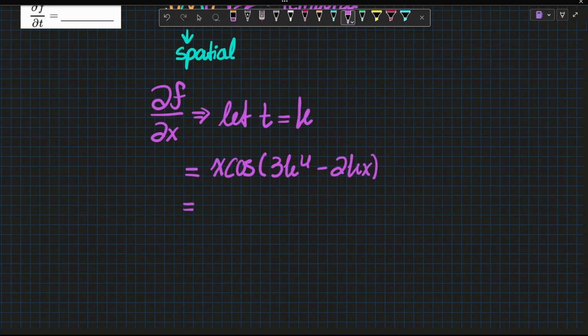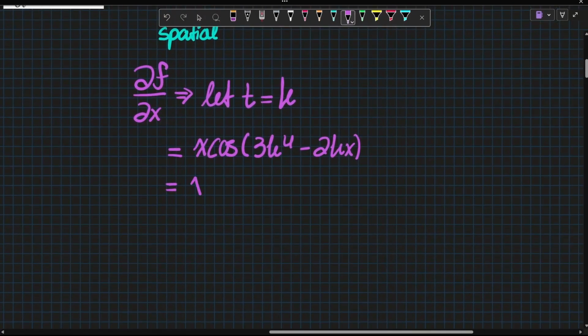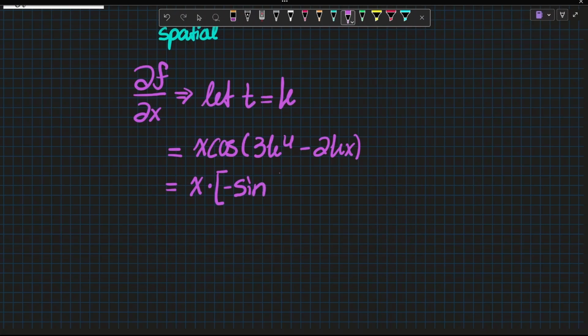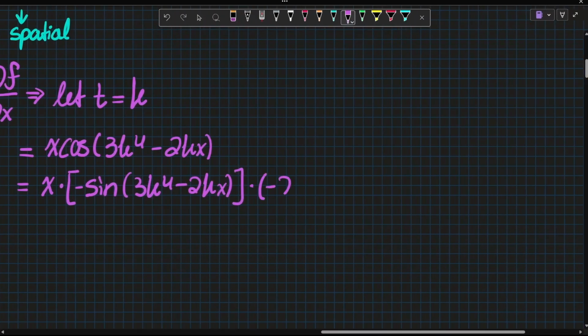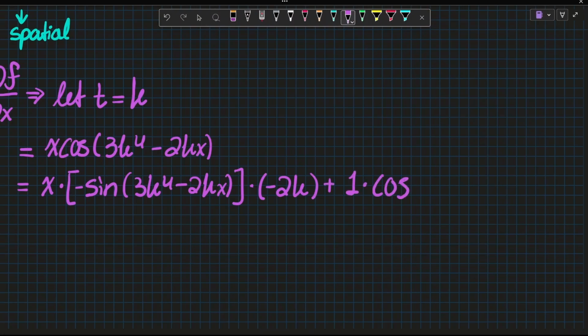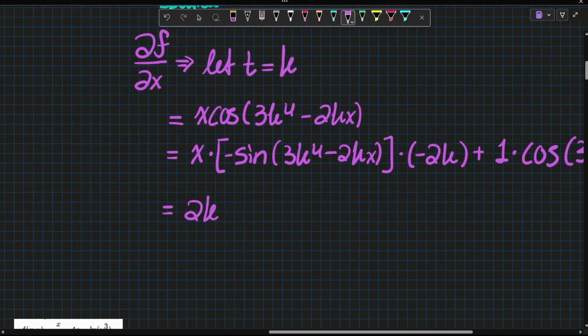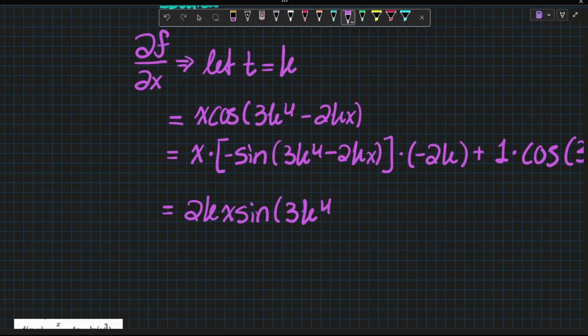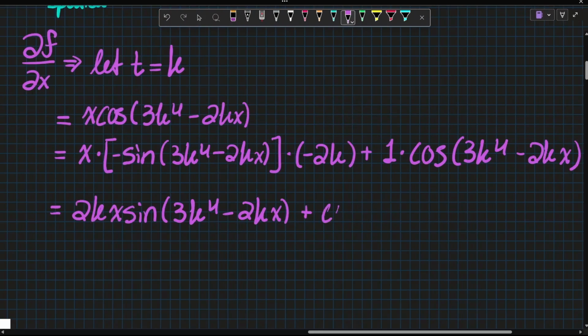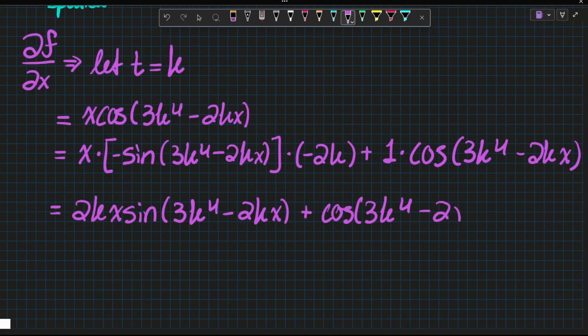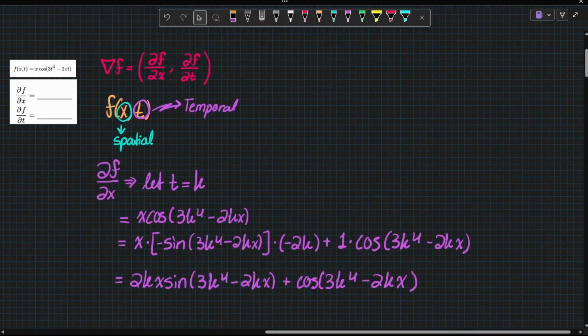We take the derivative of this, it'd be the product rule. So left times the derivative of the right, so x times negative sine of 3k to the 4 minus 2kx times negative 2k, plus the derivative of the left, which is 1 times the right, cosine of 3k to the 4 minus 2kx. So this is how the derivative works along the x when t is constant.